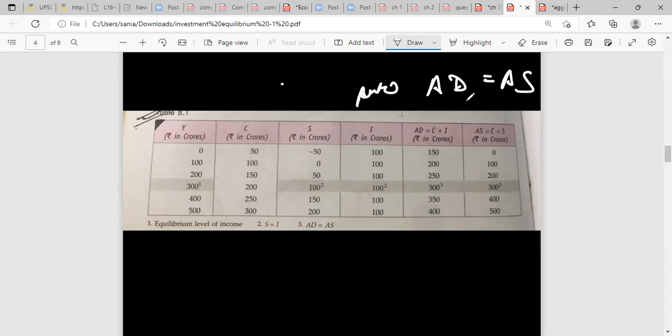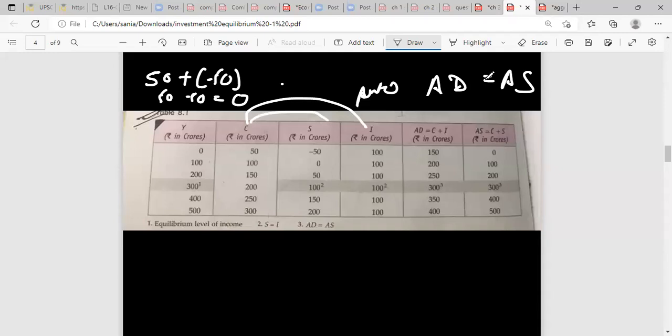So you know how you can find out AD. You can find out AD as C plus I, right? So C and I, 50 plus 100 is 150. And how will you find AS? C plus S. So C and S, 50 plus minus 50, right? So what will be the answer? 50 minus 50. So the answer will be 0, right? Yes.